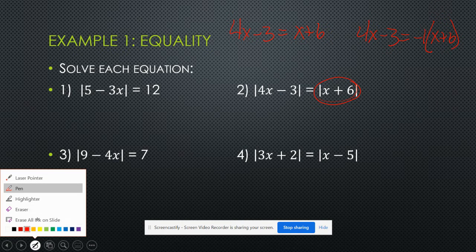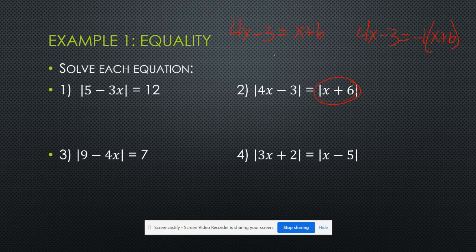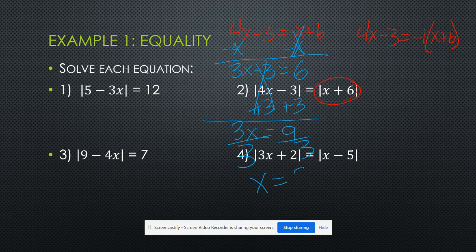On the left side, I'm going to subtract x from both sides. 4x minus 1x is 3x minus 3. Those add to 0, and we're left with 6. I'm going to add 3 to both sides. 3x is 9. And then divide by 3, and we get x is equal to 3.